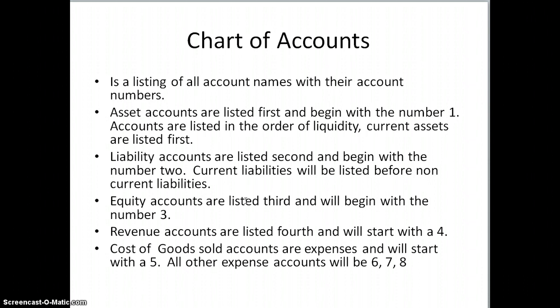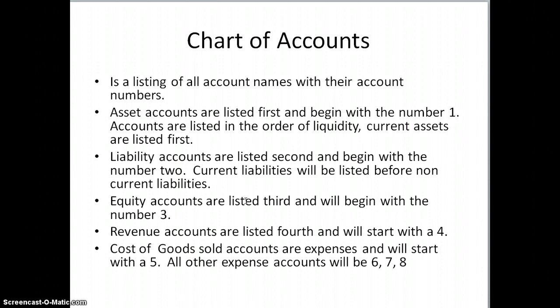Liability accounts are listed second and begin with the number 2. Current liabilities will be listed before non-current liabilities. Again, that's in order of liquidity. Equity accounts are listed third and they'll begin with the number 3 in a chart of accounts. Revenue accounts are listed fourth, and they will start with a 4. Cost of goods sold accounts are expenses, and will start with a 5.